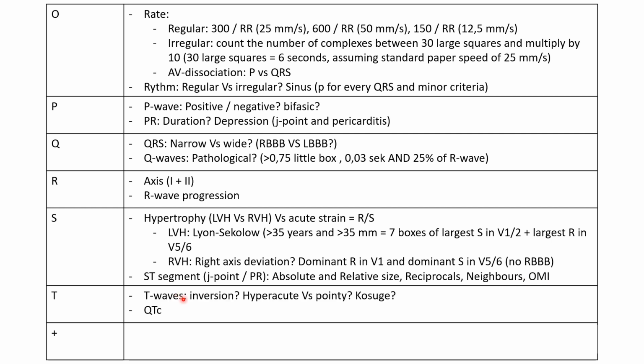Then there's T waves. Is there inversion? Are they hyperacute, or are they pointed, like in hyperkalemia? Is there a Kosuke sign? The distribution of inversion of T waves may be important. If there's inversion in lead 3 and in V1, in two different areas of vascular distribution in the heart, then there might be a case for this being a PE, right, instead of an ACS. We'll go to that.